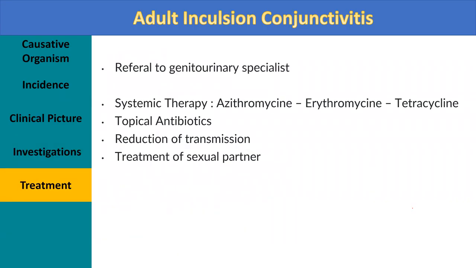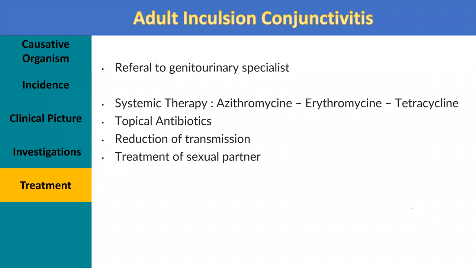First of all, you need to refer this patient to a genitourinary specialist so that he will manage the underlying systemic condition of urethritis. Systemic therapy for any case of chlamydia will be azithromycin. The patient can receive one dose one day, and one week later another dose. This will be enough and most effective for patients with adult inclusion conjunctivitis, or they can receive erythromycin or tetracycline. Abstinence from sexual activities should also be advised to reduce the risk of transmission. And one of the important lines of management is treatment of the sexual partner.